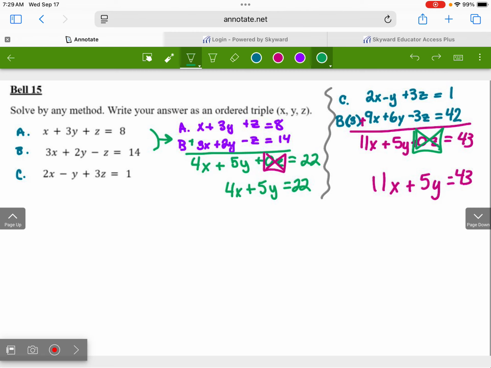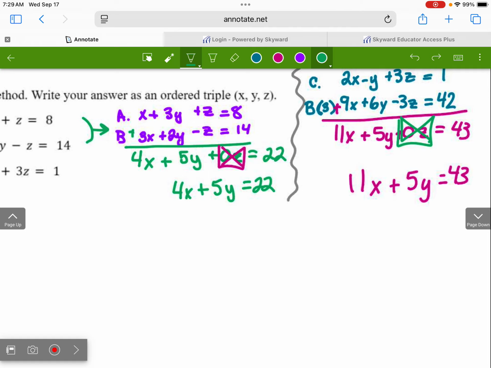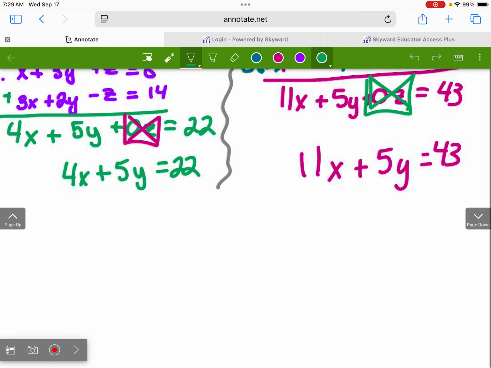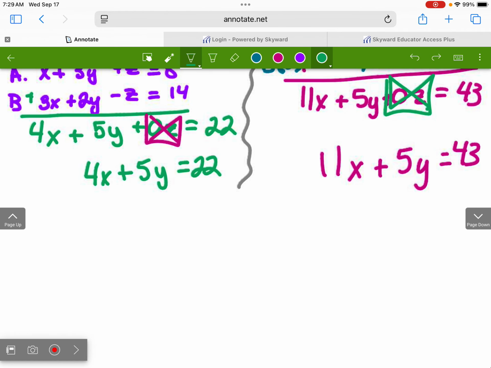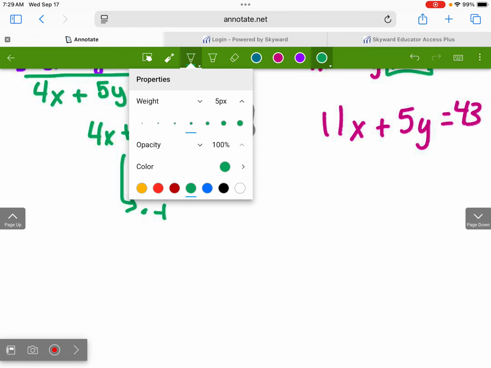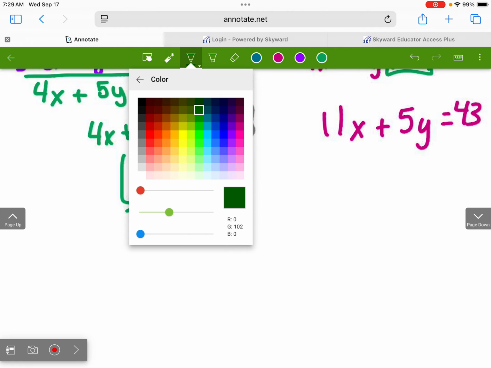I need one of them to have a negative so we could do elimination. If you would like to solve one of them for an x equals or a y equals, totally valid. It is going to be fractional though. So what I'm going to do is take this green one times -1 so that we get our same number with the opposite sign.